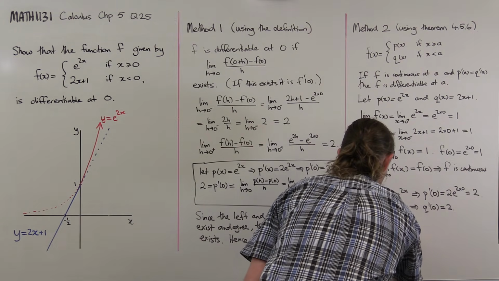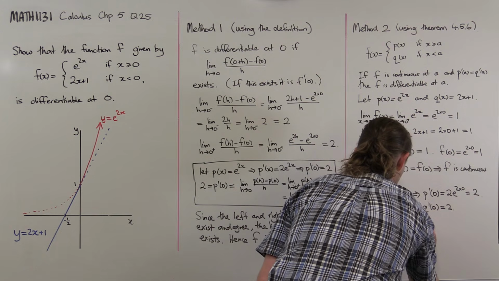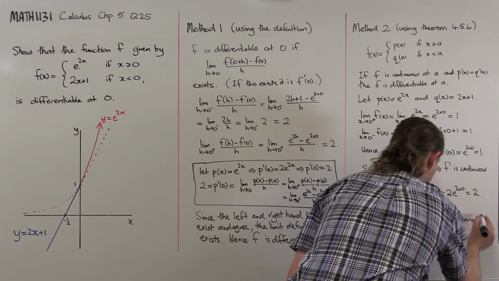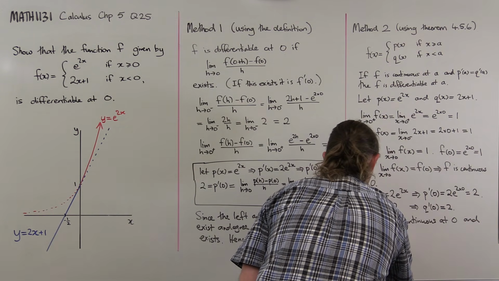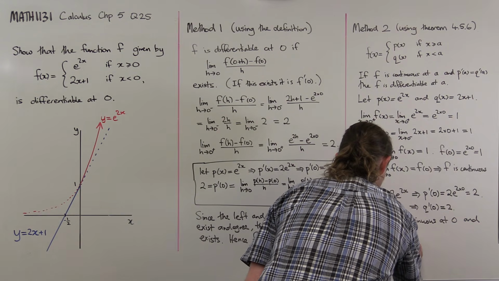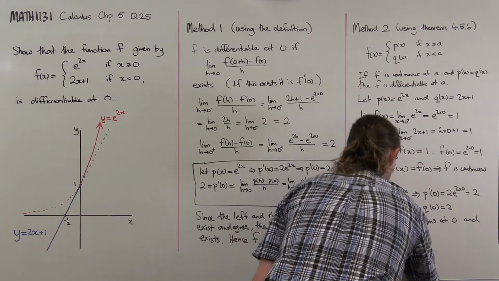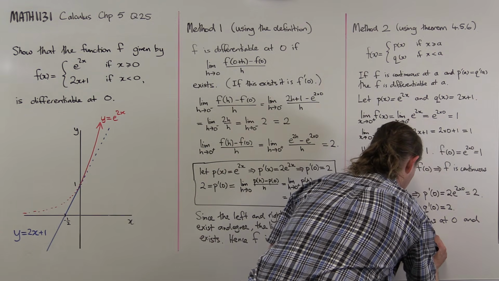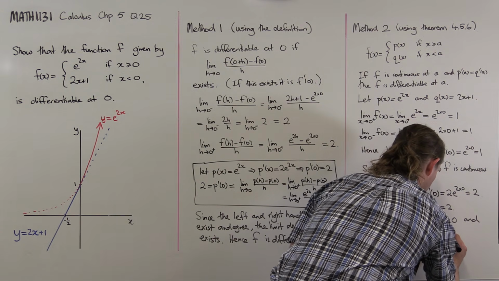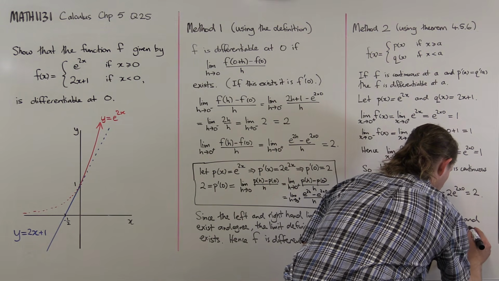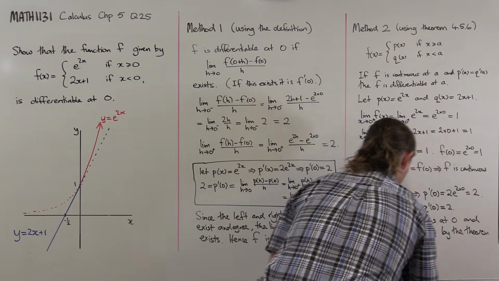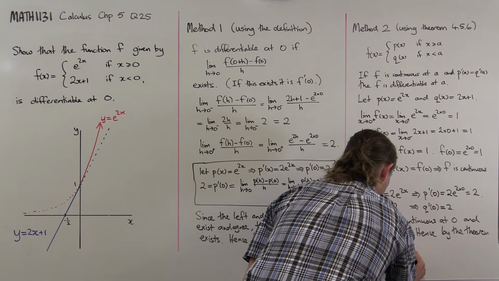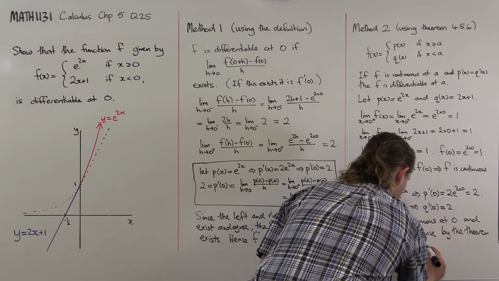So f is continuous at 0, and for the p and q we've defined, p dashed of 0 is equal to q dashed of 0. So f is continuous at 0, and that is true. Hence, by the theorem, f is differentiable at 0.